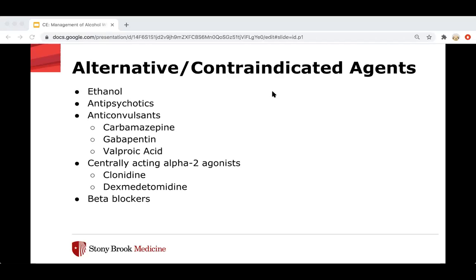So first off, I have ethanol. It sounds like it would be a good idea, but it's actually not. It's difficult to titrate, and it's associated with many adverse metabolic and end organ effects. So we really would never give ethanol for alcohol withdrawal patients.